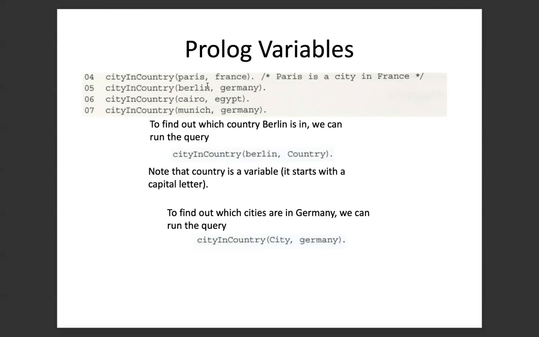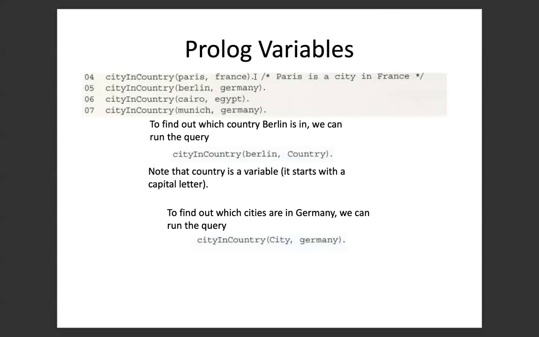Now, this fact written here states that Paris is a city in the country France. So this particular fact has two parameters in it. It has two arguments, Paris and France. In fact, not only Paris and France, all of the facts, this predicate city and country requires two parameters. The first one is the city, and the second one mentions the country. And how do I read this? Paris is a city in the country France.